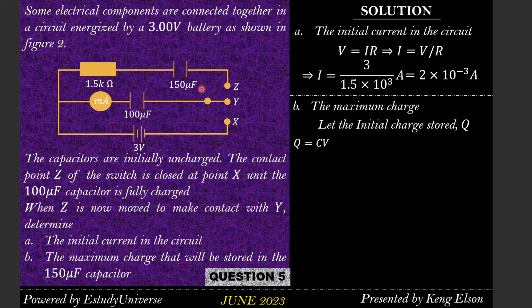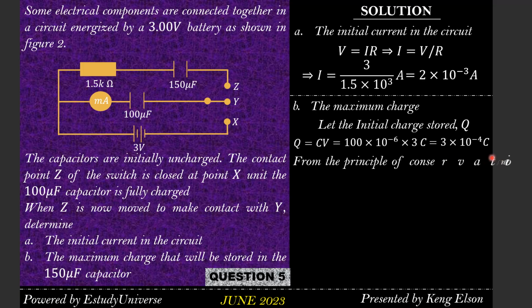All right, so when Z is now connected to Y, then since current is flowing, it means that this capacitor here will store charge. Initially Q is equal to CV. We know C is the initial capacitance, which is 100 microfarad. Micro is 10 to the minus 6, and V is the initial voltage, which is 3, and the unit for charge is coulombs. So when we simplify, we get 3 times 10 to the negative 4 coulombs. That is the initial charge.